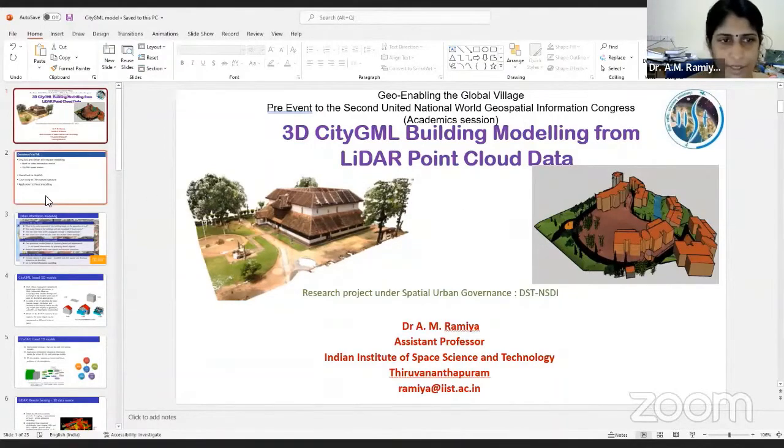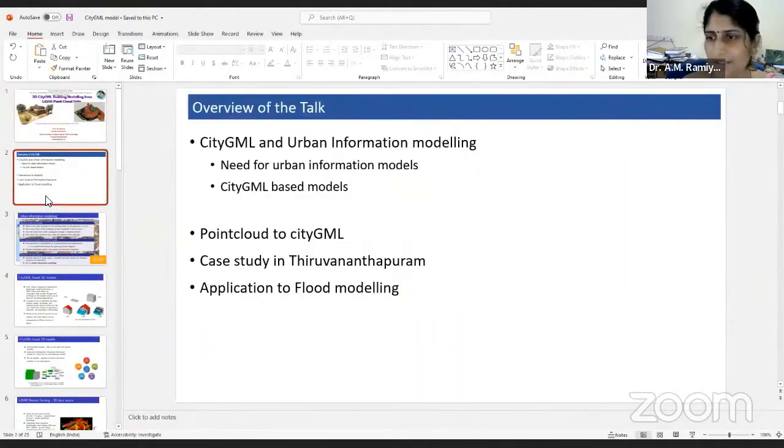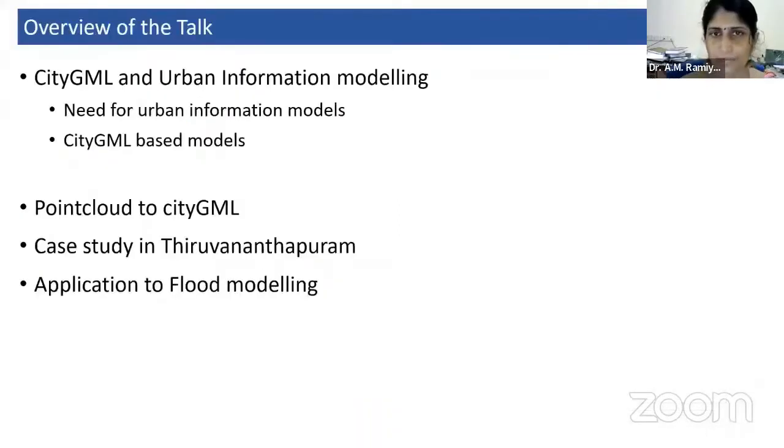Thank you, Dr. Shamita, for having me over here today. So this is... Ramya, maybe you can make it in slideshow mode. Yeah, sure. Okay.